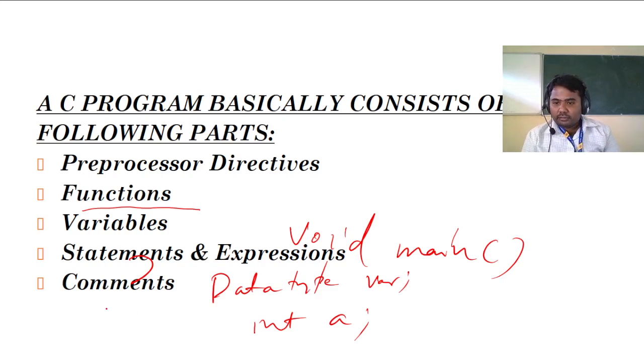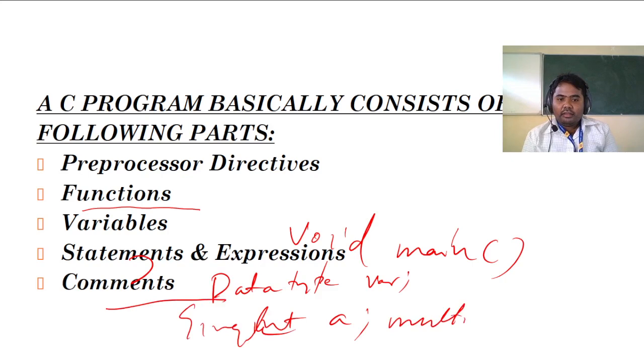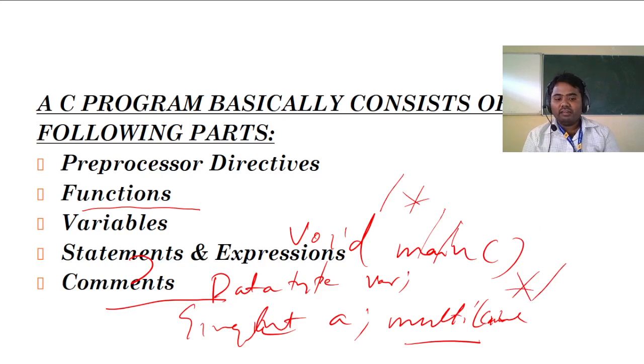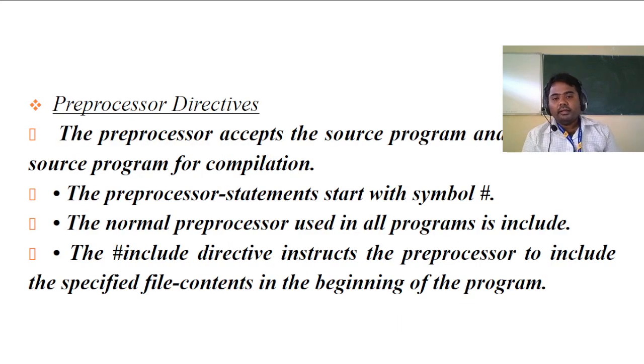There are two types of comments. One is single line comments and the other one is multi-line comments. Single line comments start with two forward slashes, and for multi-line comments, the first line starts with a forward slash followed by a star, and the last line ends with a star followed by a forward slash. These are all the descriptions of the preprocessor directives.